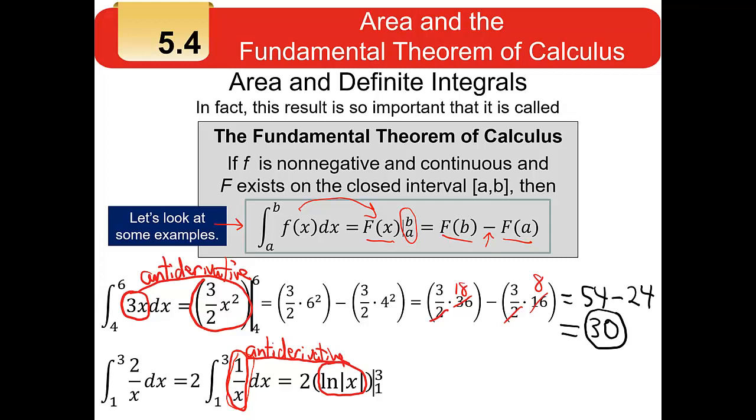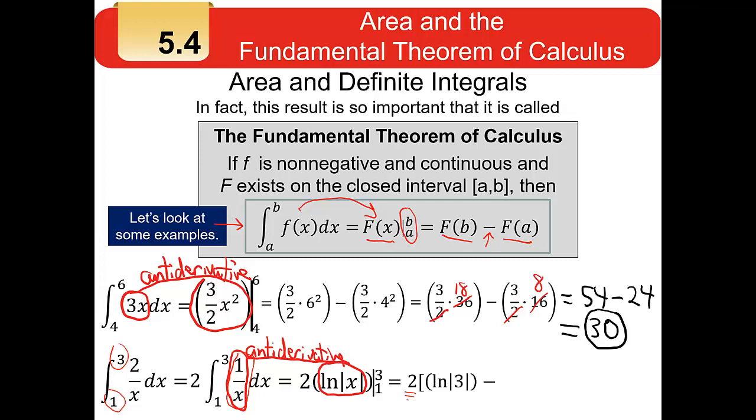That 2 is still there, so it's 2 times the natural log of the absolute value of x, and we're evaluating it because it's a definite integral. We're evaluating it from 1 to 3. What does it mean to evaluate from 1 to 3? You plug the 3 in, you plug the 1 in, subtract the results. So I'm just going to put the 2 out front and let it just go along for the ride.